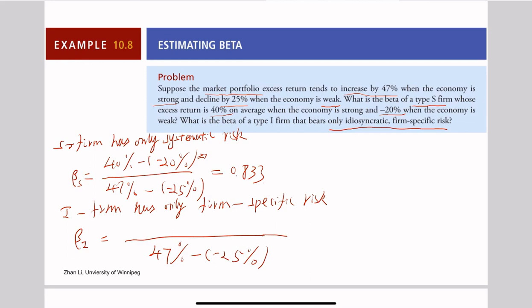If you think about this a little carefully, you would see that you should put 0 here. The reason is because type I firm contains only firm-specific risk, right? So this implies that the return change because of systematic risk has to be 0, right? Because type I firm has no systematic risk. So the return change is never caused by systematic risk. So the return change due to systematic risk is always 0. So this equals 0. Okay, that's great.